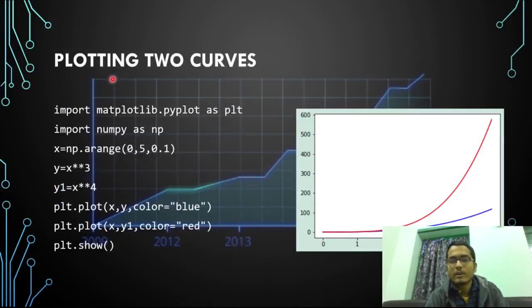You can also superimpose two curves by writing it two times, like np.arange, and y and y1 as two different variables you need to assign, and then plt.plot x comma y with color. You can set the graphs to different colors in this way, and then you show.